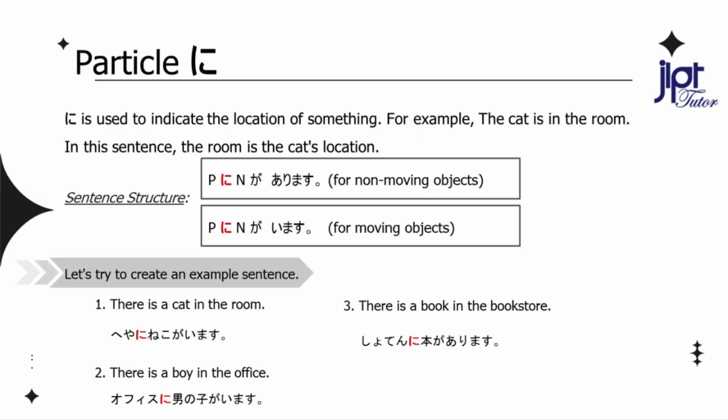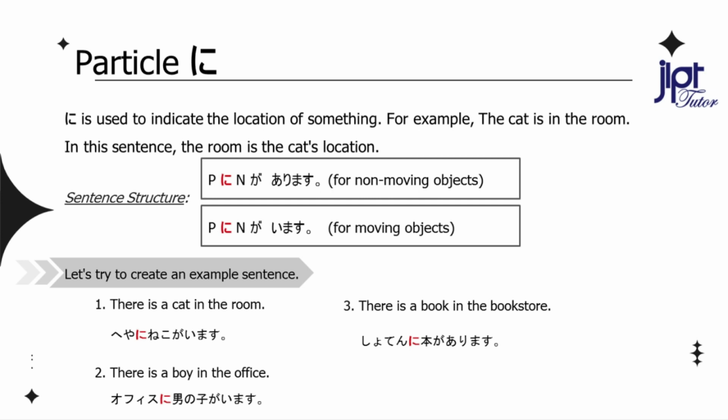2. Particle ni. We've just learned how to show the existence of something using arimasu and imasu, right? What if we know exactly where that thing is located? How will we say it in Japanese? We will use particle ni in the sentence. Ni is used to indicate the location of something.